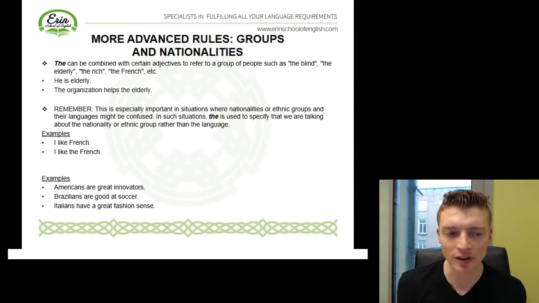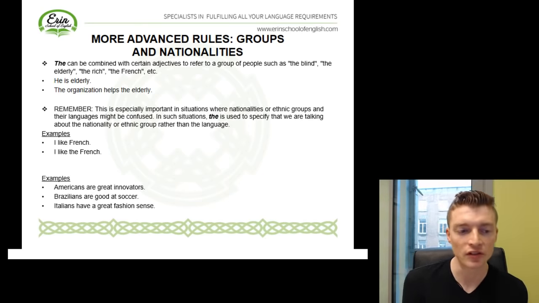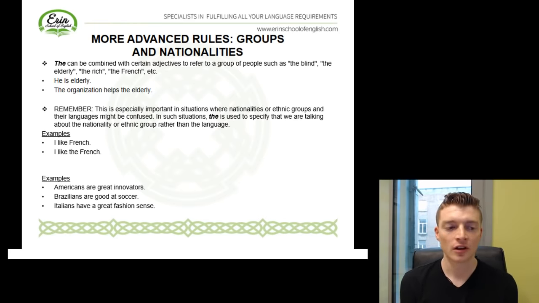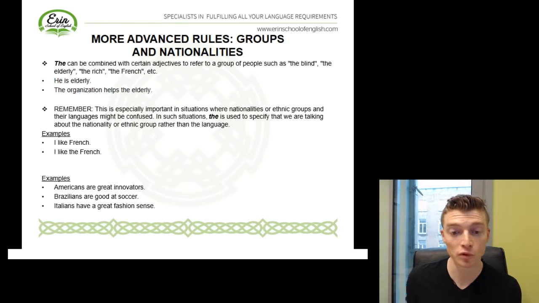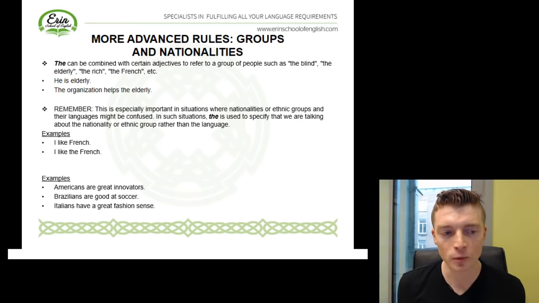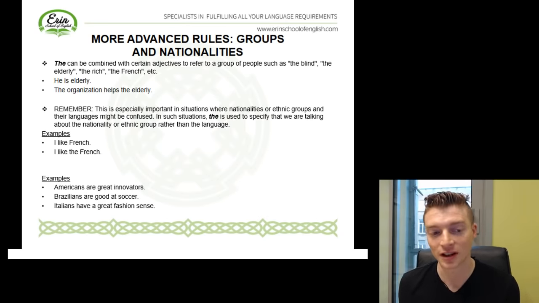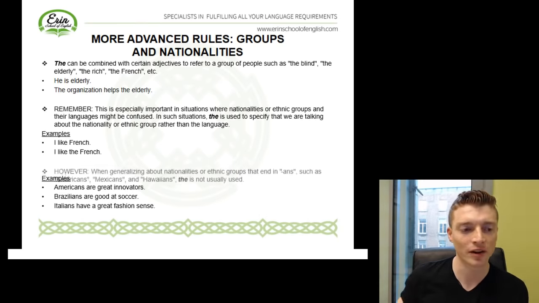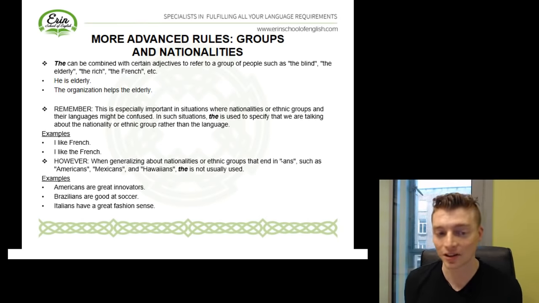Finally, Americans are great innovators. Brazilians are good at soccer. Italians have a great fashion sense. So these three examples, and what do they all have in common? Well, of course, first of all, we're generalizing. We're making some general statements. But also, we've mentioned three different nationalities. But have a look at the spelling of these nationalities. They all end with A-N-S, right?